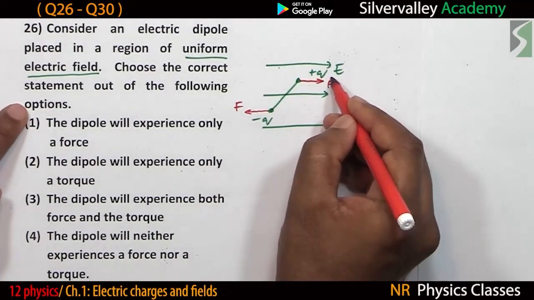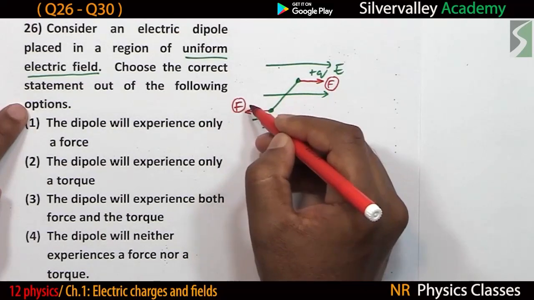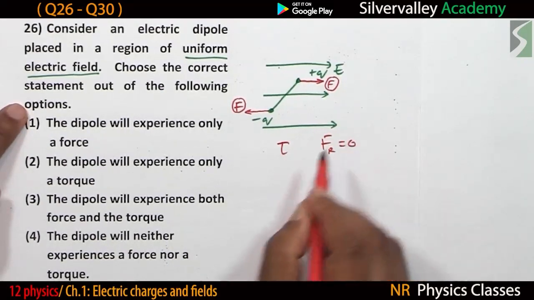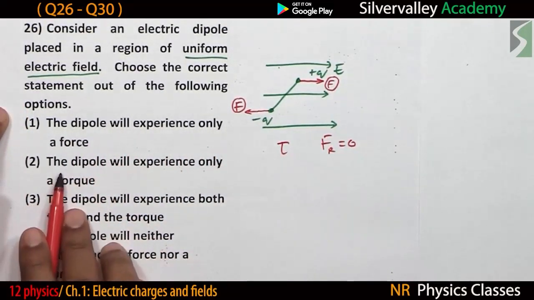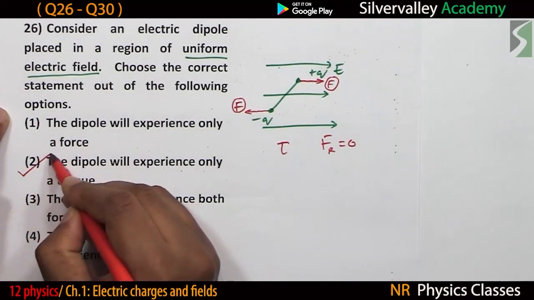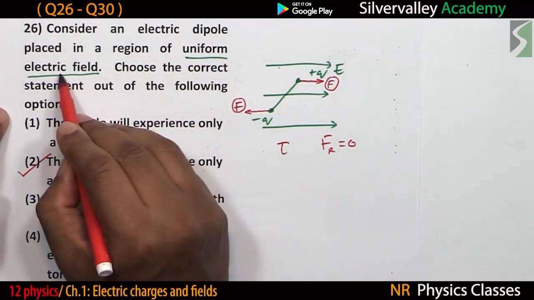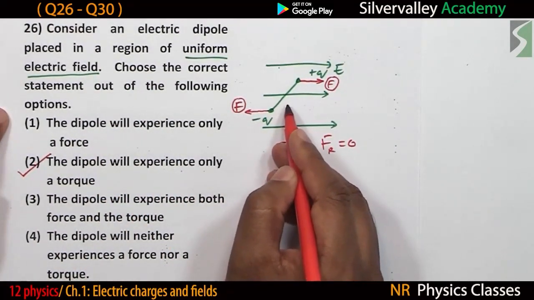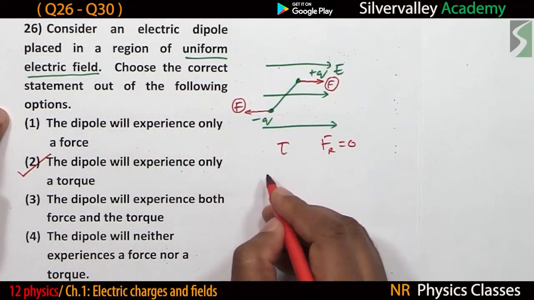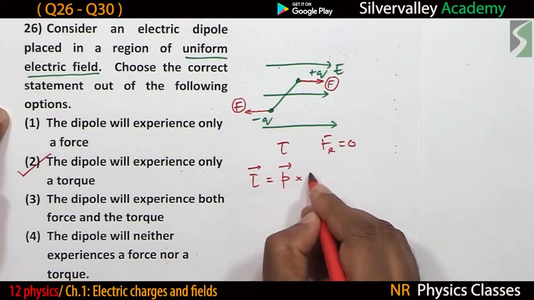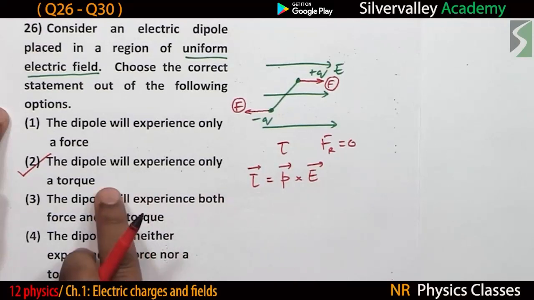These two are equal and opposite forces. So this gives only torque, and the resultant force is equal to 0. A dipole experiences only force? Only torque? Both force and torque? Neither force nor torque? It experiences only torque in a uniform electric field. You have the derivation of this in your syllabus. That is true only for a uniform field. So torque tau equals P cross E, isn't it? Yes, it is this.